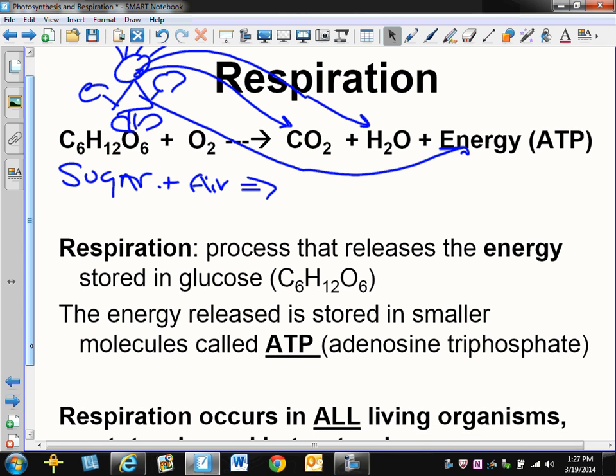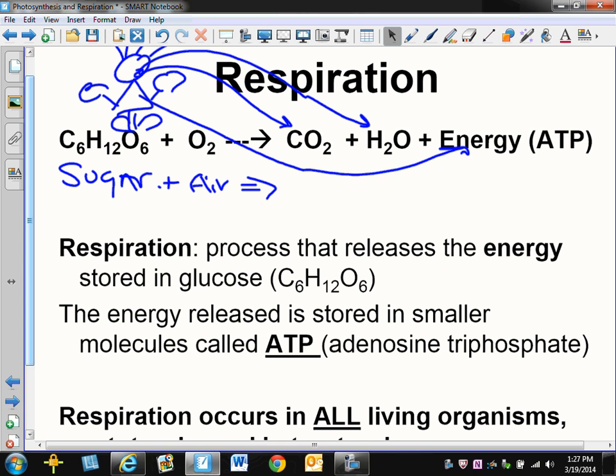Respiration is a process that releases the energy stored in glucose. The energy released is stored in a smaller molecule called ATP. You need to know that it's ATP. If you remember that it's adenosine triphosphate, that's cool. We're going to talk a little bit about the triphosphate. So that's where the energy comes from.